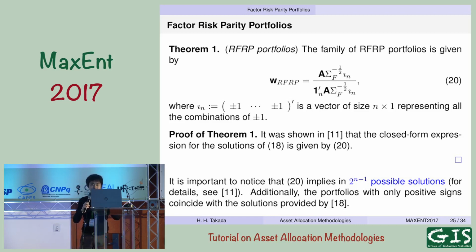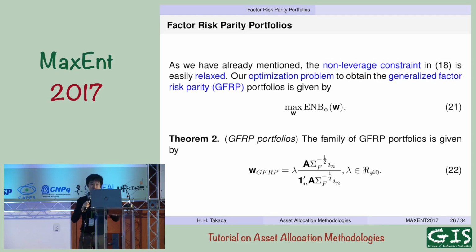So we can generalize it, and if you just maximize the effective number of bets, the solution is given here. And it's the same one from the previous slide, but we have a lambda, and lambda belongs to the real numbers. It's different from 0, of course, because we don't want a 0 allocation. And then you are going to have all the Riskparity portfolios.